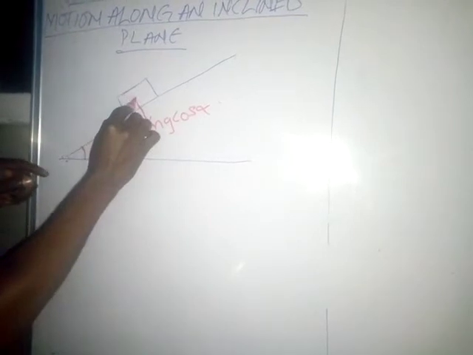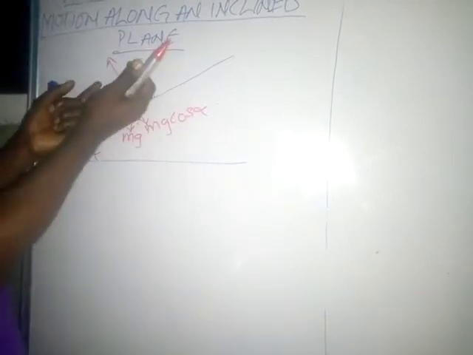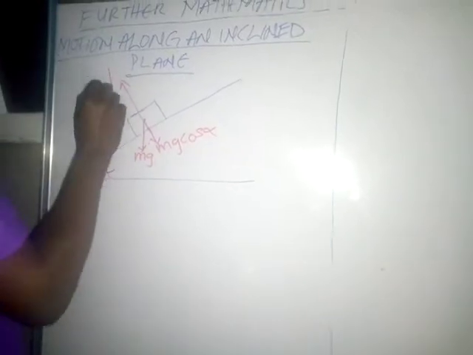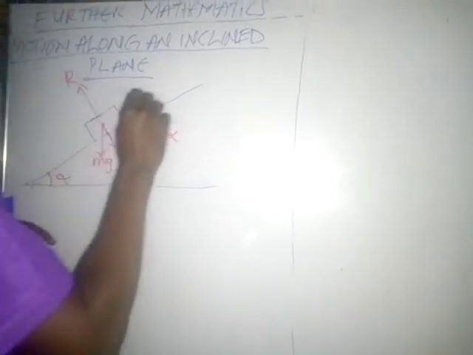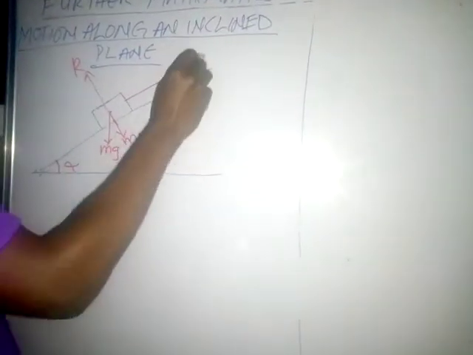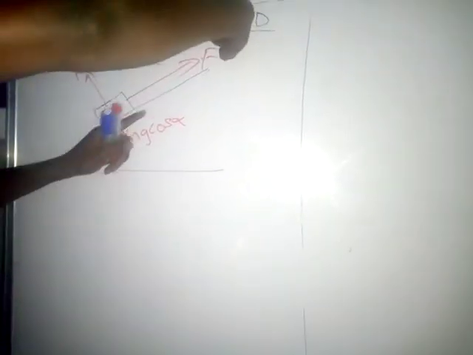And then there's a normal reaction, that is the force exerted by the plane on the body to keep the body on that plane. We call this reaction R. There is another force along this plane, parallel to the plane. Let me put F. That force prevents the body from sliding down the plane. It's holding the body so that it won't slide down the plane.